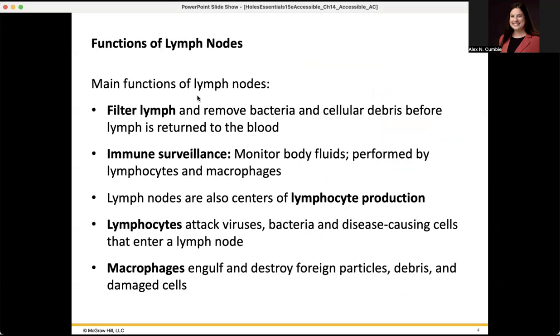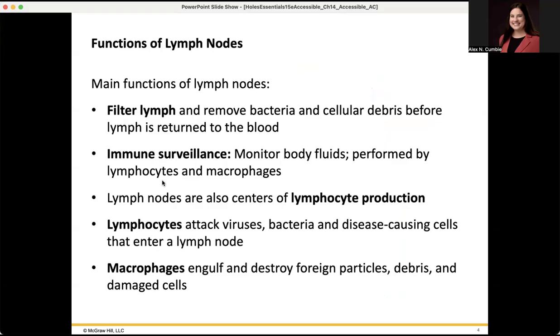So kind of the function of these lymph nodes, they filter the lymph, removing bacteria, cellular debris before it goes to the blood. They do immune surveillance. That means that if they do encounter a bacteria, a virus, or something else, they can actually start to mount a defense against that because they know that there's an infection somewhere in the body, okay, that they've encountered. So they do this immune surveillance.